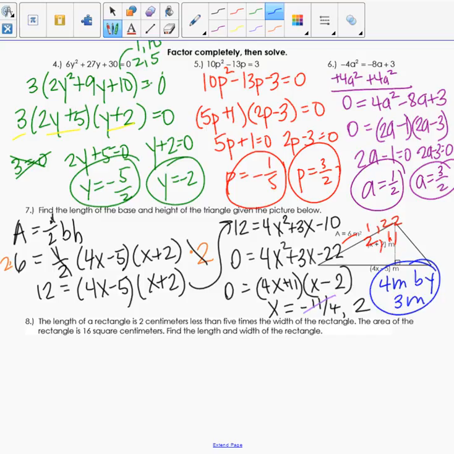Okay. Number 8 is the same thing. We have the length of a rectangle is 2 centimeters less than 5 times the width of the rectangle. All right, well, let's draw a picture. The length is 2 centimeters less than 5 times the width. Well, if I call this x, then the other side is 2 less than 5 times the width. The area is 16, and they want the length and the width. Beautiful. So area equals length times width, so I'm going to multiply those together.